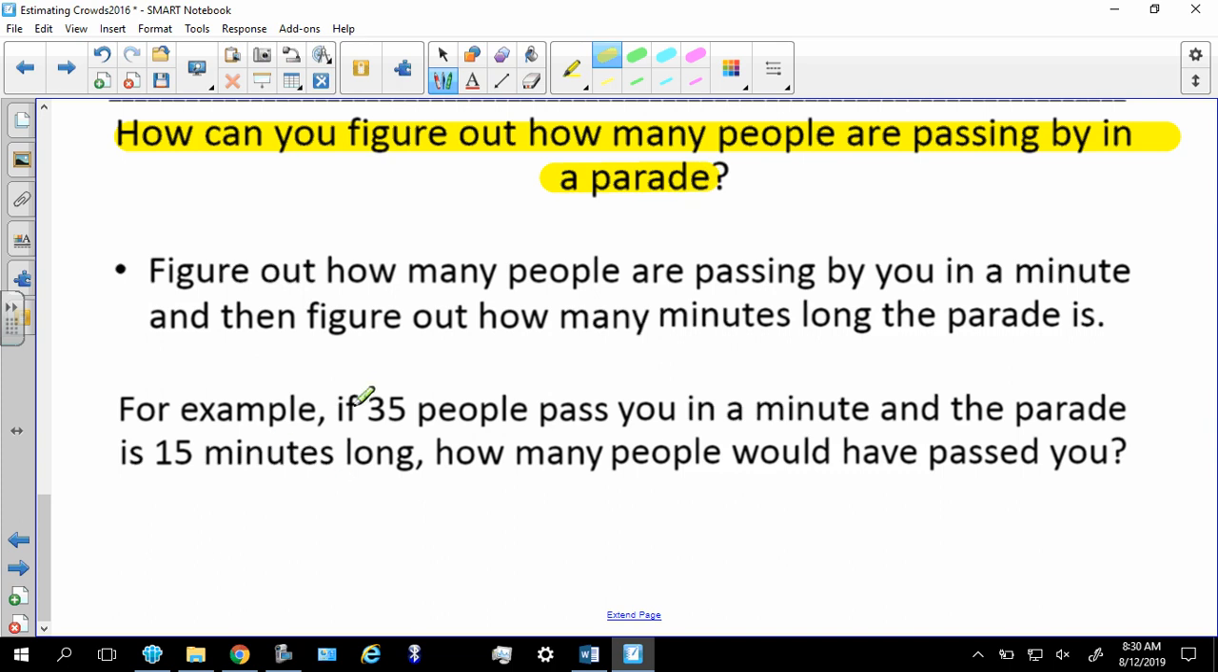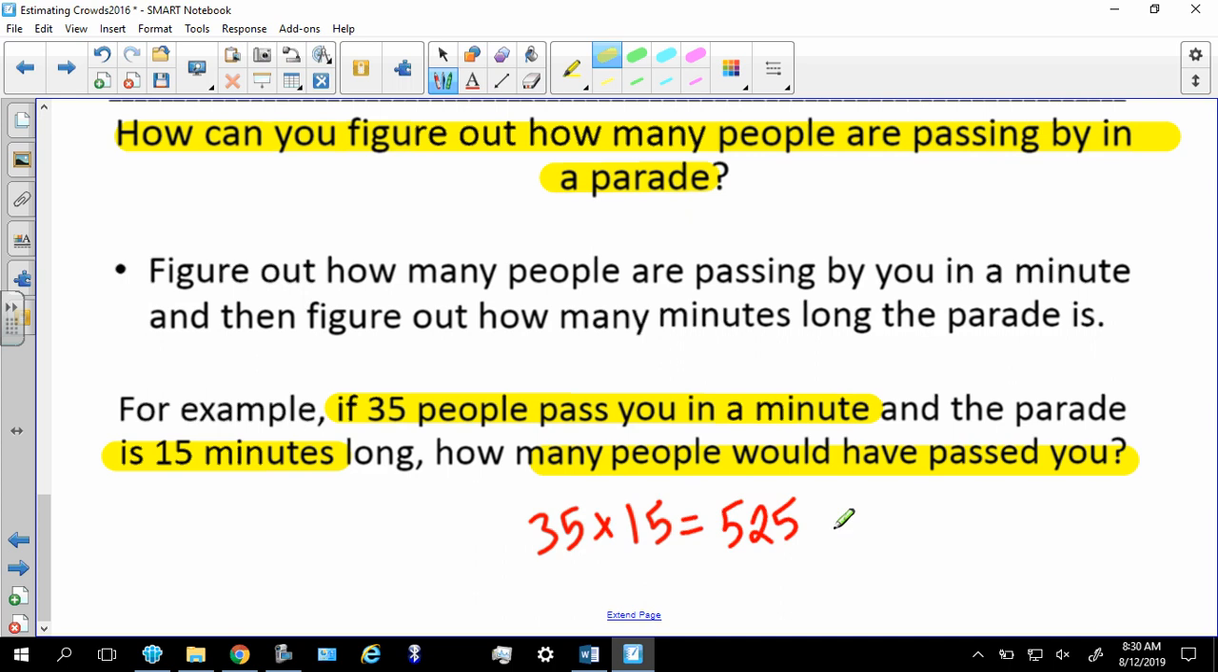Well, let's look at the example. If 35 people pass by you in a minute, and the parade is 15 minutes long, how many people would pass by you? Pretty simple. If 35 people walk by you for 15 minutes, just very simply 35 times 15, which when you do the math, you get 525 people.